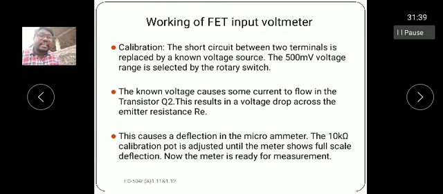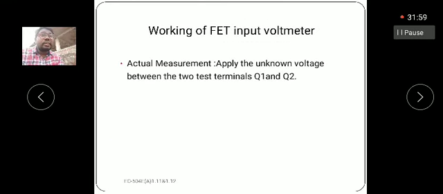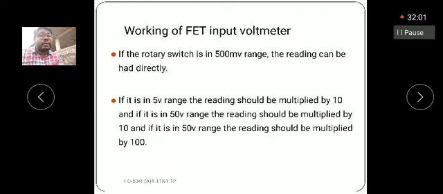This causes the deflection in the microammeter. The 10 kilo ohm calibration pot is adjusted until the meter shows the full scale deflection. Now the meter is ready for measurement. This is the calibration part. Next one is the actual measurement.